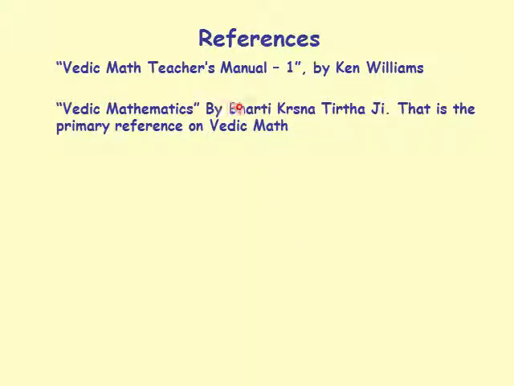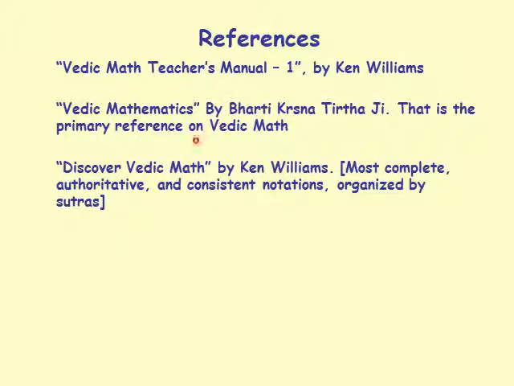And Vedic Math by Bharati Krishna Tirthaji is the primary reference on Vedic Math. If there's anything related to Vedic Math, it probably is covered in Tirthaji's book, or at least referred to in it. Let's continue and discover Vedic Math by Ken Williams. That's the most complete, authoritative, and consistent in notation, and the book is organized by sutras. The by addition and by subtraction method is in the section on the sutra by alternate elimination and retention.